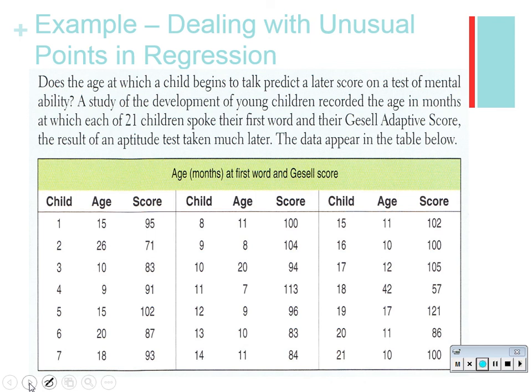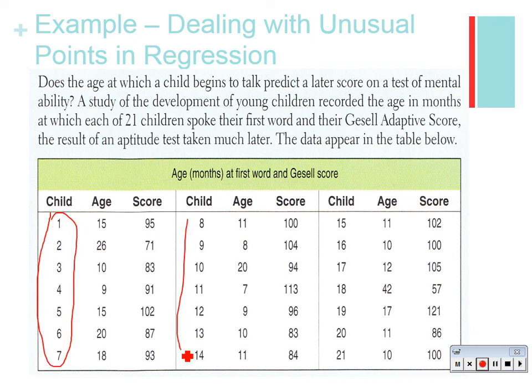So the last example I wanted to show you has to do with the four-step process. The question says, does the age at which a child begins to talk predict a later score on a test of mental ability? A study of the development of young children recorded the age in months at which each of 21 children spoke their first word and their Gesell adaptive score, the result of an aptitude test taken much later. And here is the data in the table. So just notice the data that they collected.